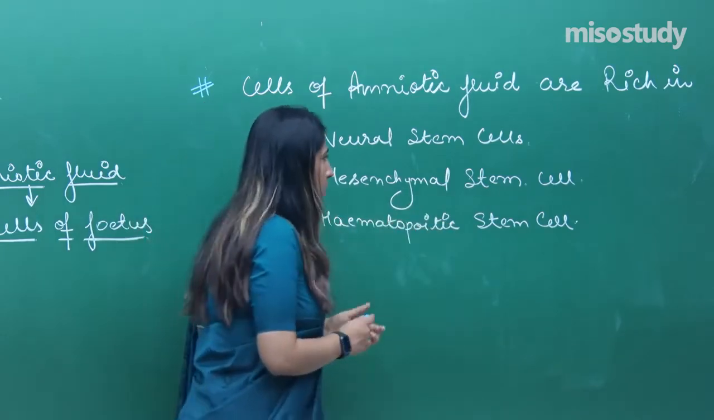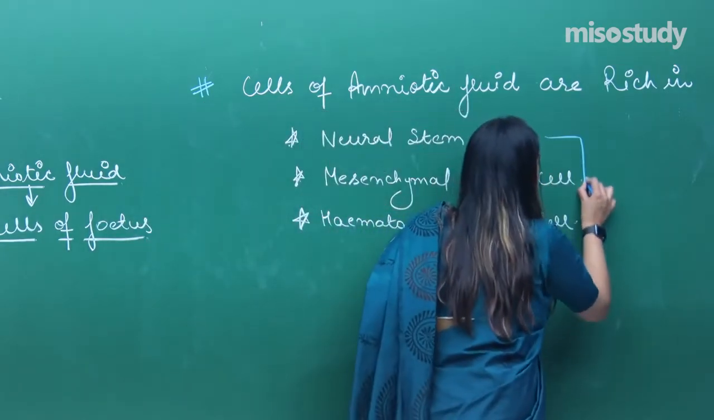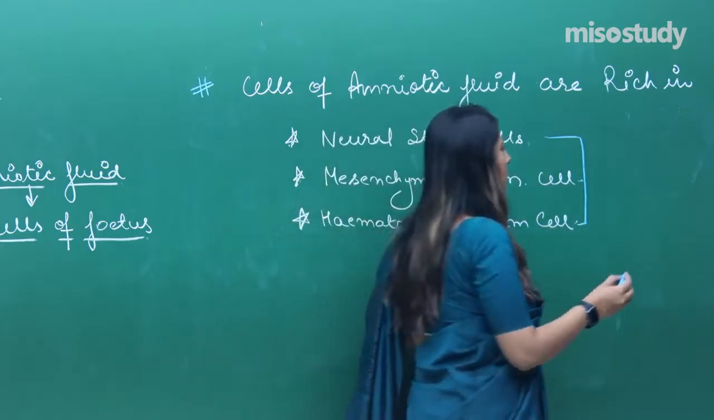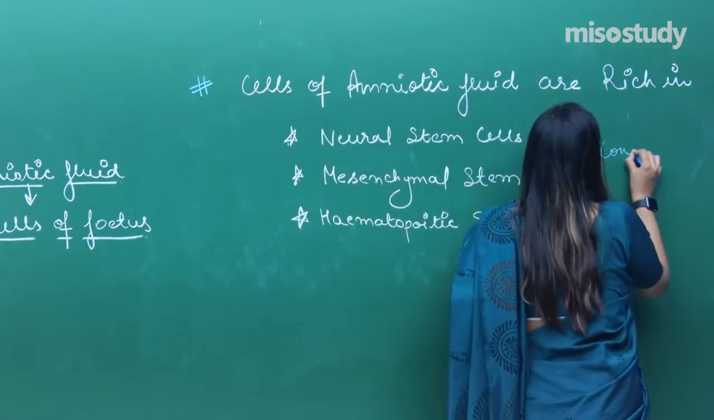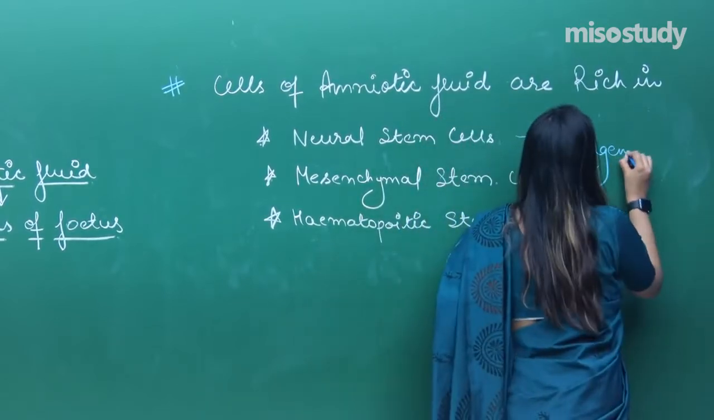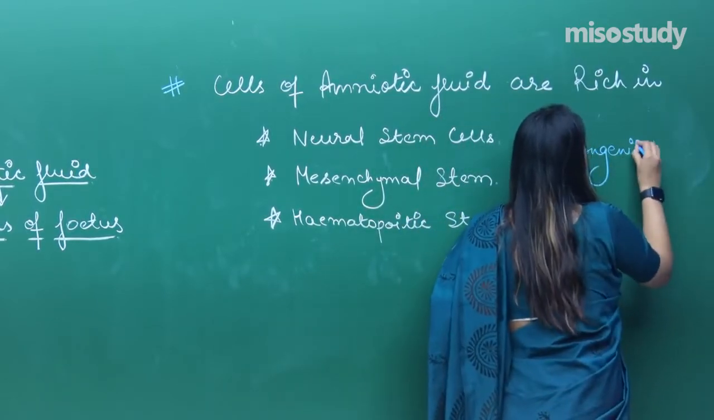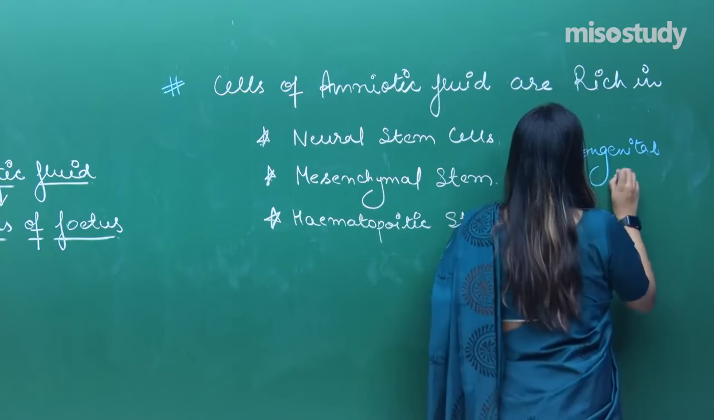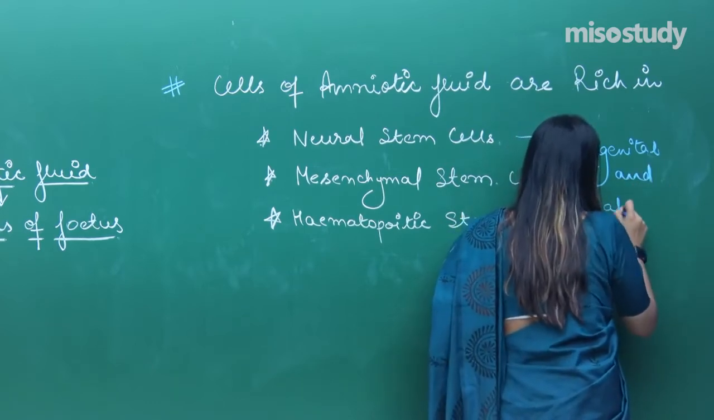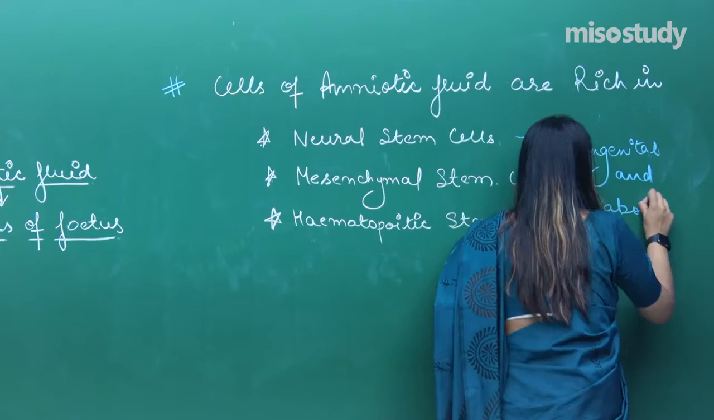Now students, these stem cells are important when the child is born with some kind of congenital diseases or metabolic disorders. Students, is this visible to you? Congenital and metabolic disorders.